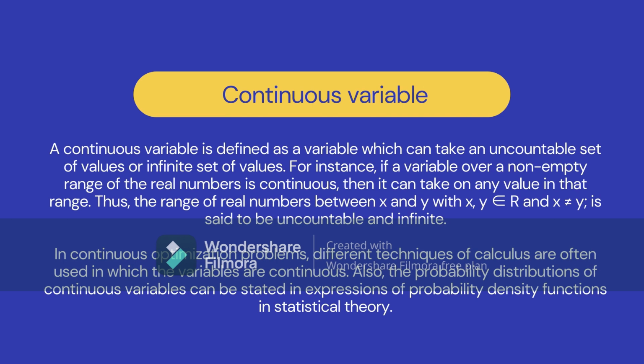For instance, if a variable over an array range of the real numbers is continuous, then it can take any value in that range. In continuous optimization problems, different techniques of calculus are often used in which the variables are continuous. Also, the probability distribution of continuous variables can be stated in expression of probability density functions in statistical theory.